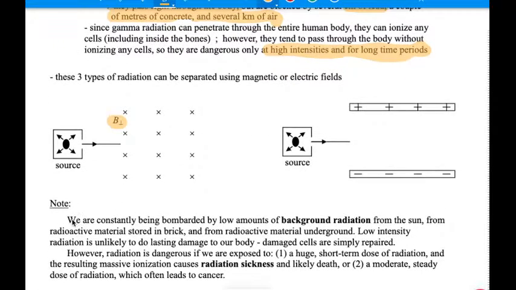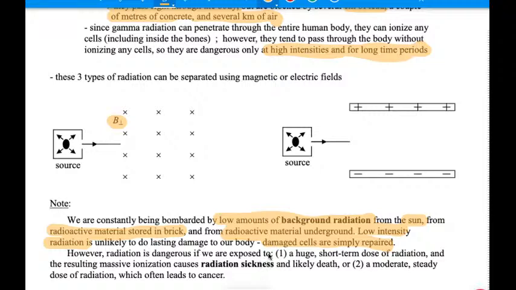So we have to take note that we are constantly being bombarded by low amounts of background radiation, right? This comes from the sun, from radioactive material stored in building materials like bricks. These are very low doses, of course. Radioactive material underground, right? This stuff is everywhere. It's very natural, but it's all low intensity exposure. So the cells are able to be repaired as long as there's not a high enough intensity or a long enough exposure to a high intensity.